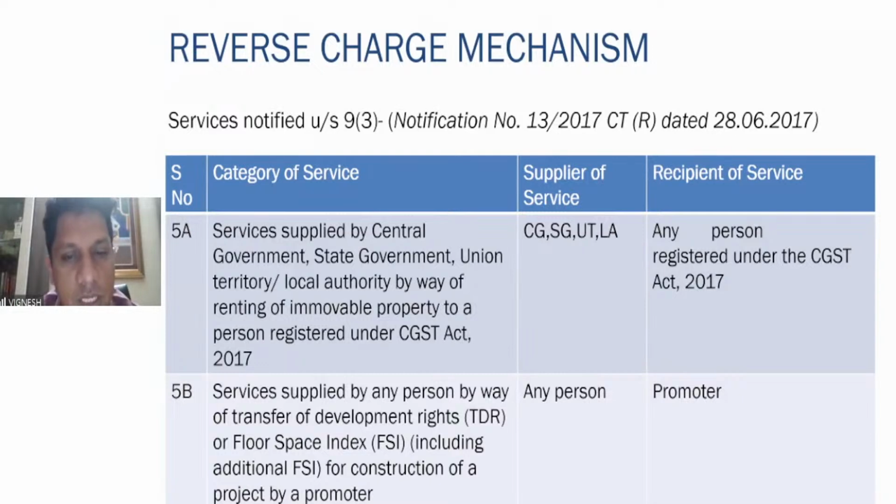Next one, 5B. Services supplied by a person by way of transfer of development rights or floor space index, including additional FSI for construction of a project by the promoter. What is this? Simple. Development agreements, which has been the most complicated segment in GST for treating. So therefore, in this case, what happens?